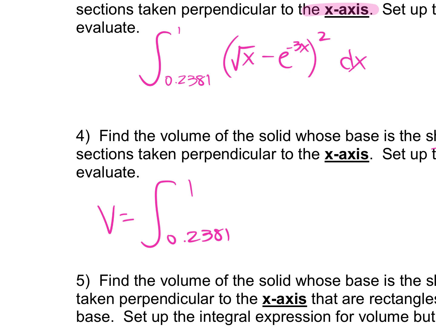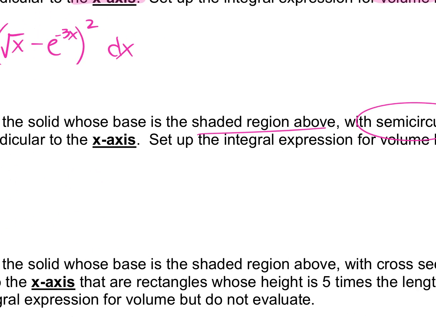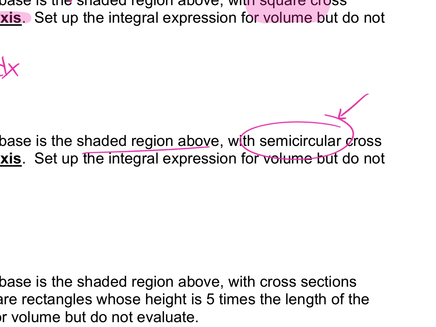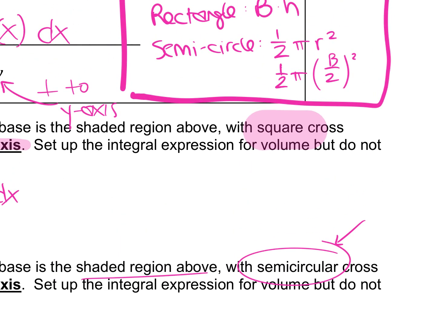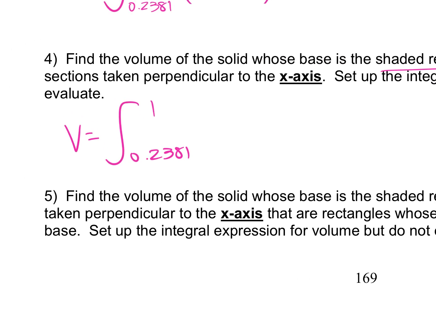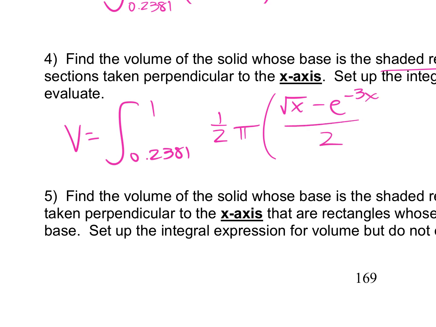This time, though, the area formula is now dependent upon that base and dependent upon the semicircle thing, right? So going back up to my formulas, we said this is going to be our formula for a semicircle base. So I am going to do 1/2 pi, and it's b over 2. Well, what's our b? Root x minus e to the negative 3x all over 2 squared dx.